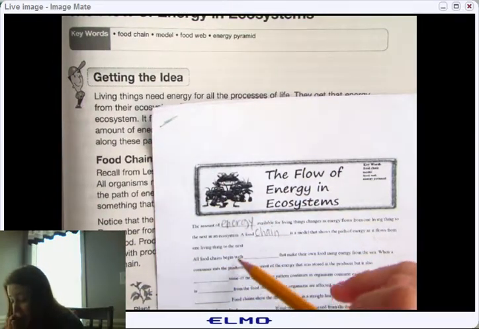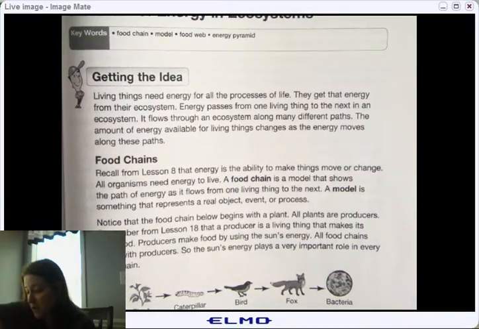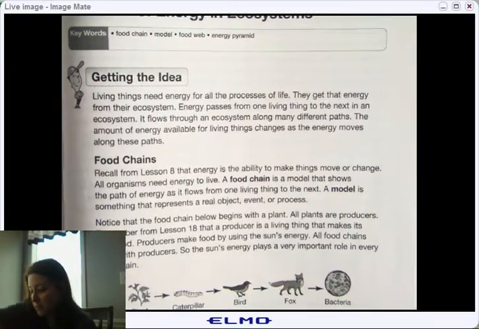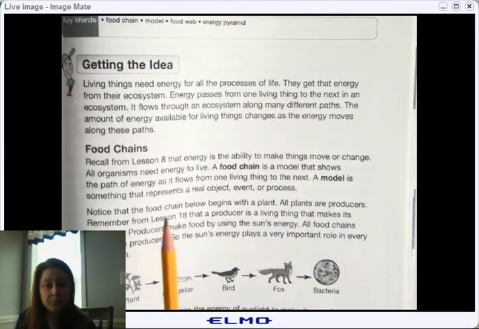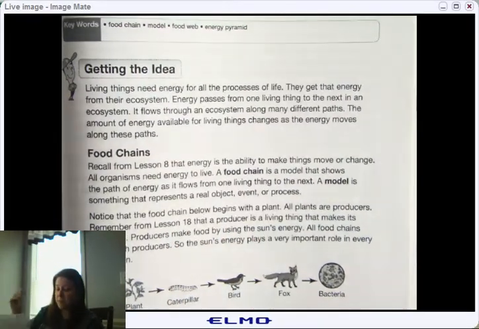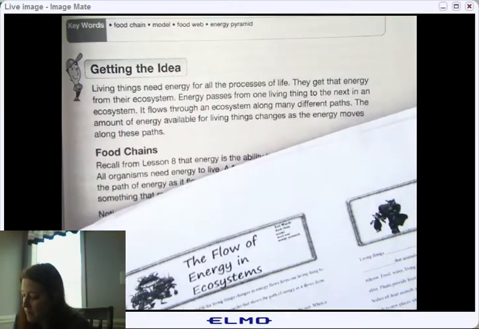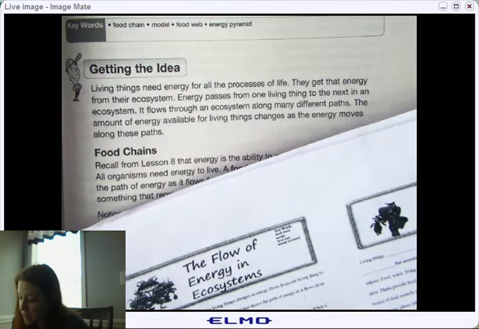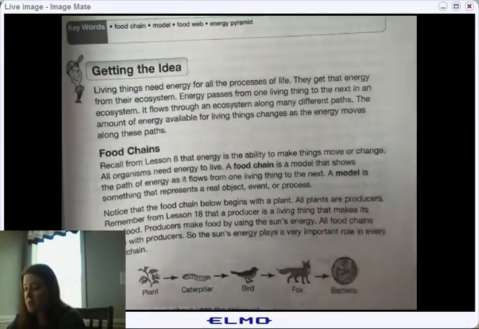All food chains begin with a plant that makes its own food using the energy from the sun. When a consumer eats a producer, it uses most of the energy that is stored in the producer, but also stores some of the energy. So we're going to turn the page because we're going to find out what happens after the caterpillar eats it.